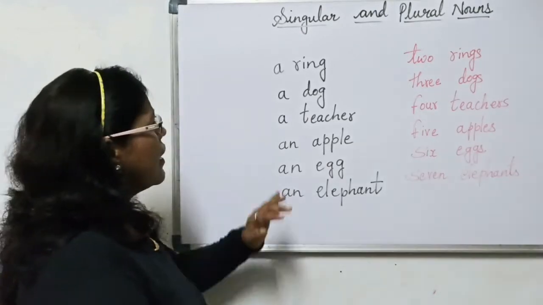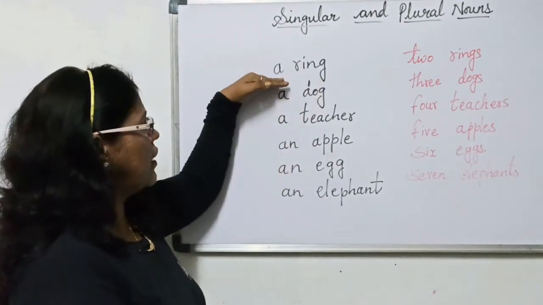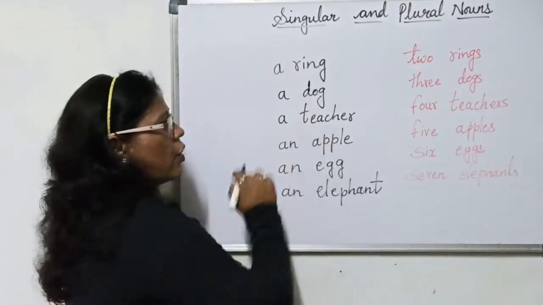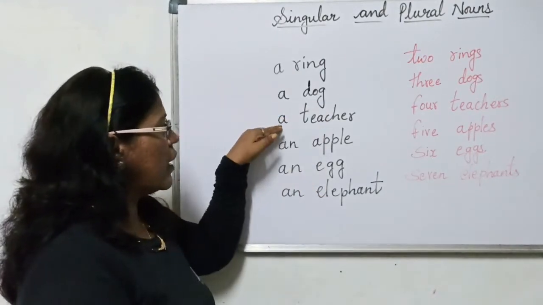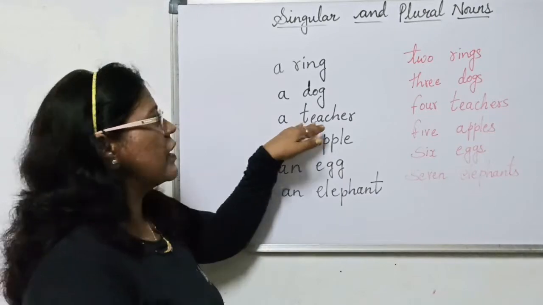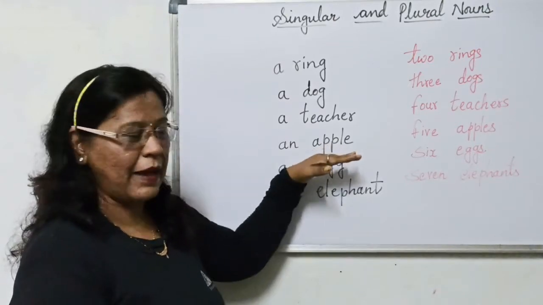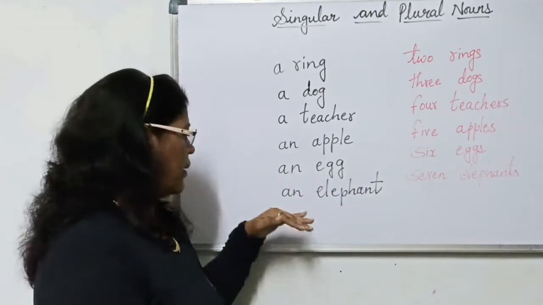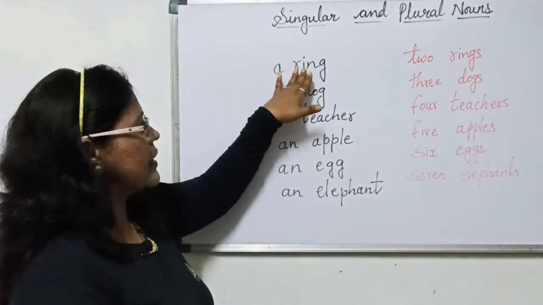Now the first noun is a ring. A ring, it's singular. Second one, a dog, one dog. A teacher, single, one teacher. An apple, one apple. An egg, one egg. An elephant.